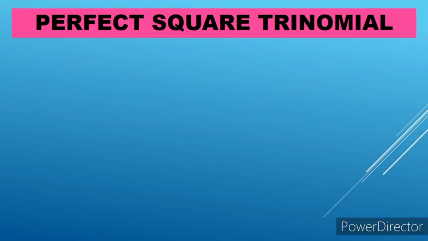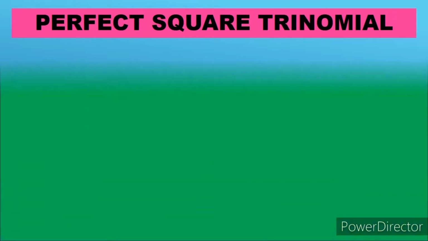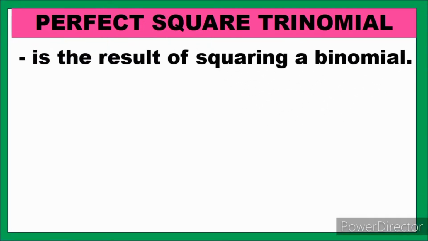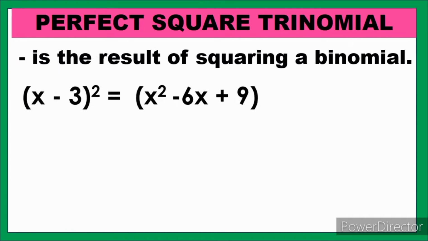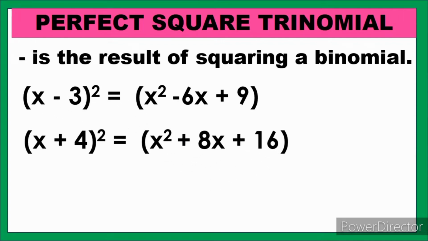And now let's define perfect square trinomial. A perfect square trinomial is the result of squaring a binomial. We have an example of the square of a binomial. The first one is the square of x minus 3. x minus 3 is a binomial. x is the first term, negative 3 is the second term. To find the product of the square of x minus 3, it is equal to x squared minus 6x plus 9. So the resulting product is a trinomial.